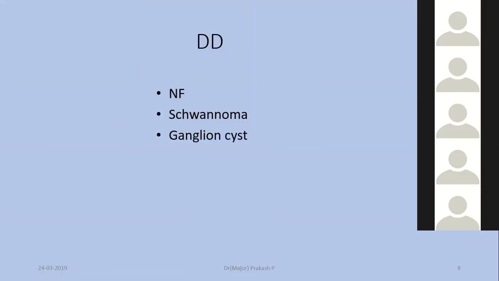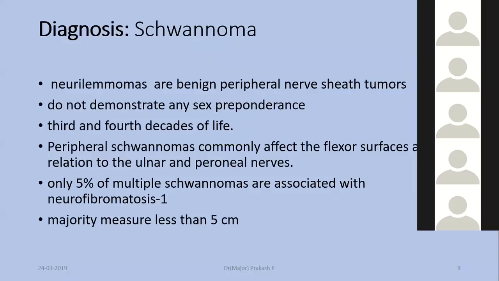So the differential diagnosis has been narrowed down to two: a neurofibroma or a schwannoma. The third is a very rare ganglion cyst, which arises from the nerve sheath. In these three differential diagnoses, which one will be favored first? I will favor a schwannoma because of those cystic changes present on the MRI, that is the hypointense foci which we saw in the axial image on the right hand side.